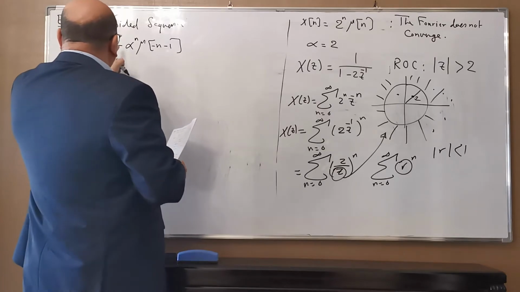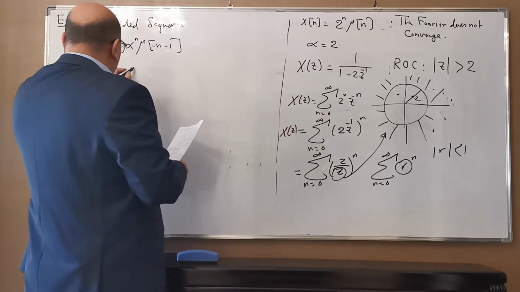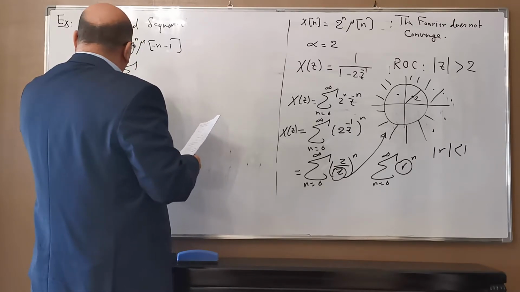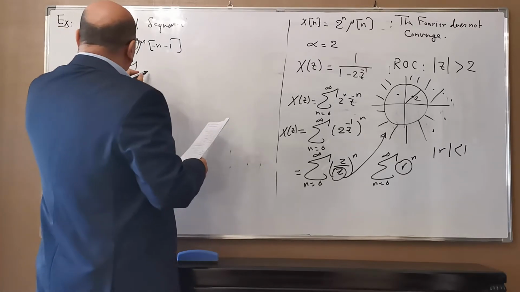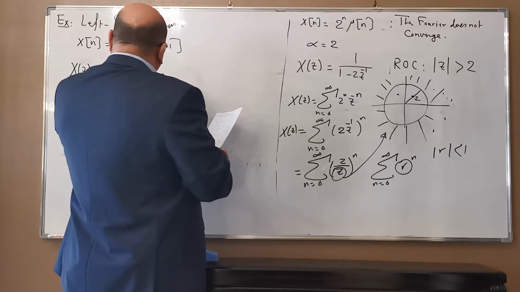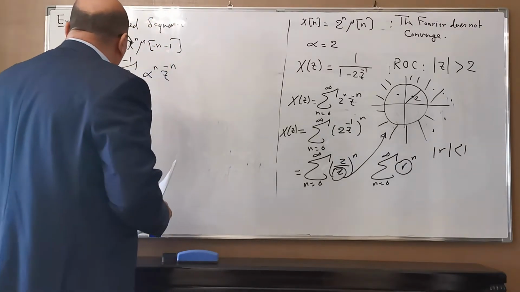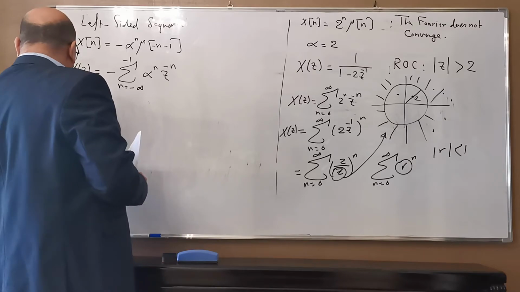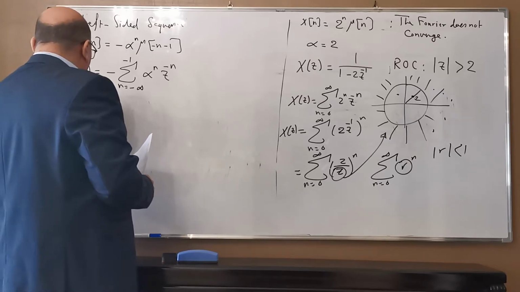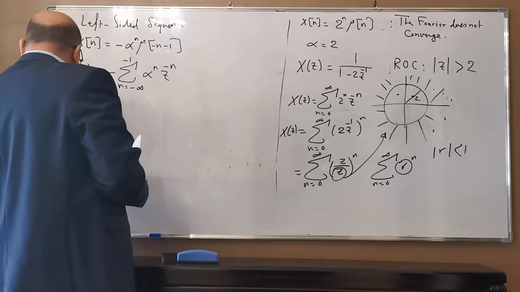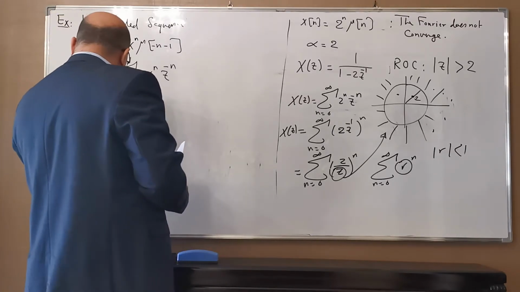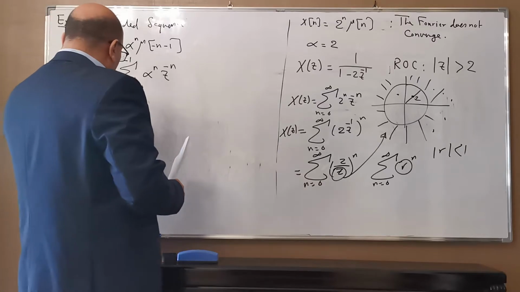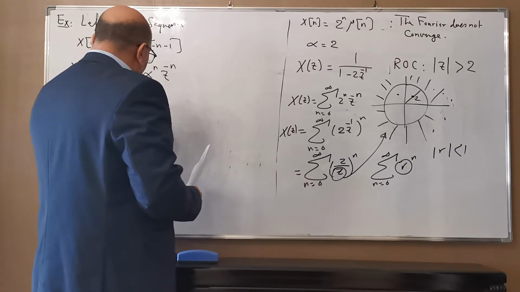X of z is equal to, the minus sign is a constant, so it goes outside the summation, summation from n equals minus infinity up to minus 1, alpha to the n, z to the minus n. I'm going to reverse the index and let m equals minus n. So x of z is equal to minus, it affects the index only, the sum from m equals 1 up to infinity, alpha to the minus m, z to the power m.